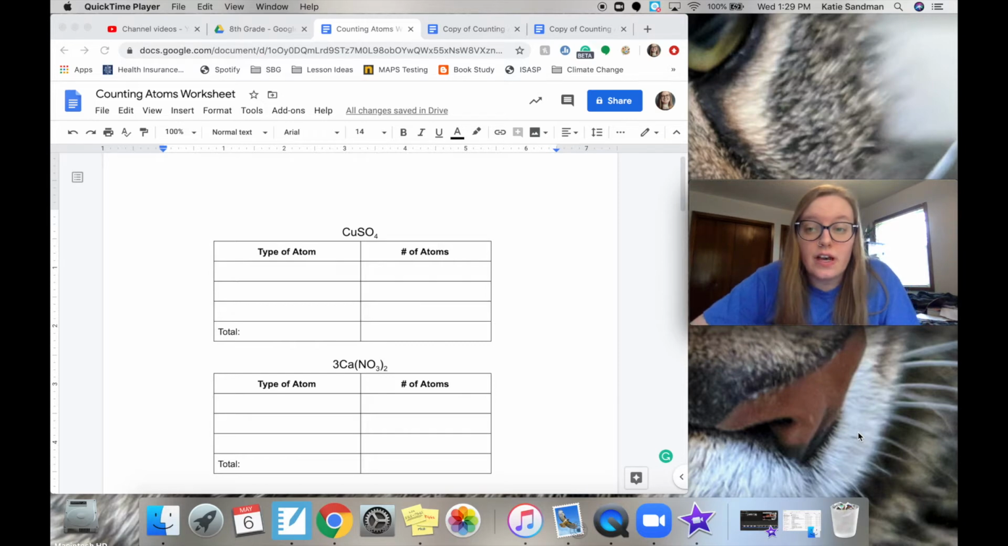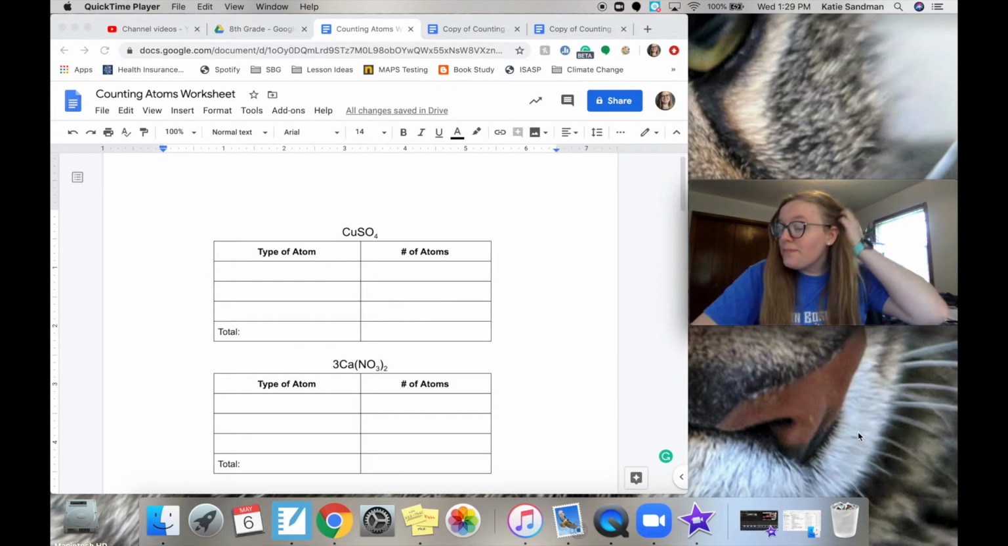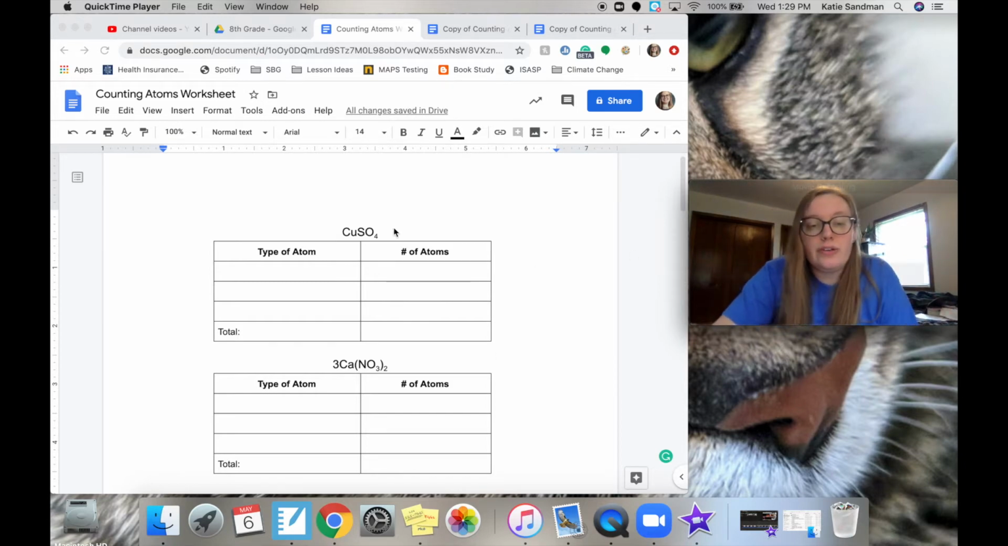It's just how to complete the Counting Atoms worksheet. I'm going to do 2 examples with you so that way you get an idea of what to do. So I'll just go right into it. All you really need to do is say what type of atom it is, so what type of atom is the element that it is, and how many of each atom there is after you do any math if you need to, and then tell me the total number of atoms all added together.